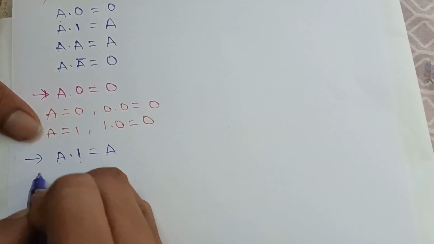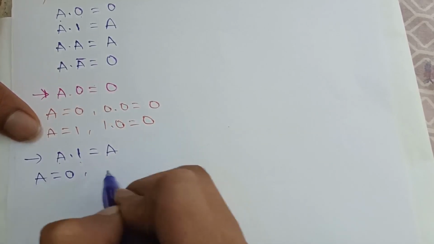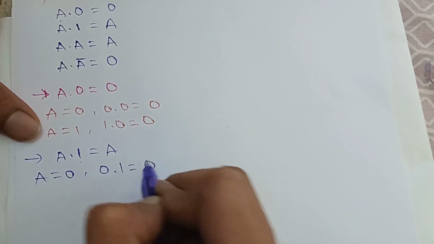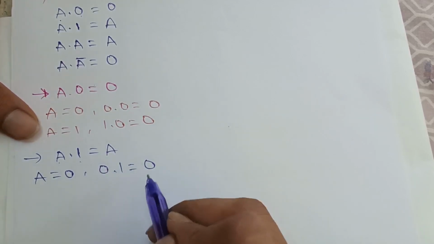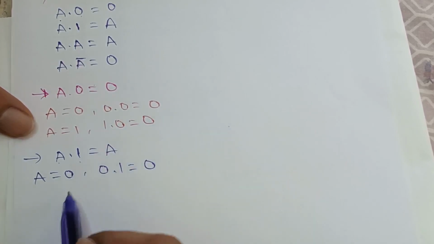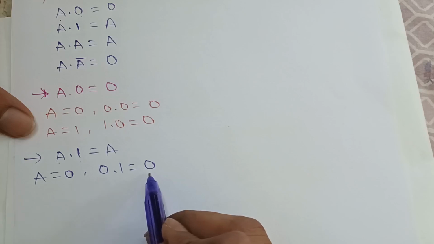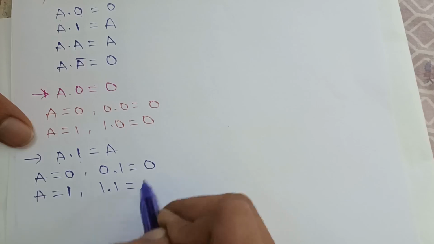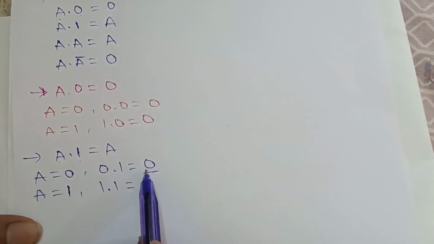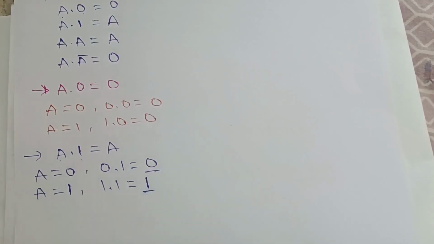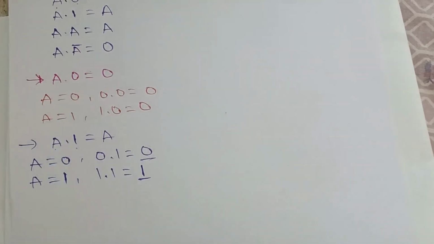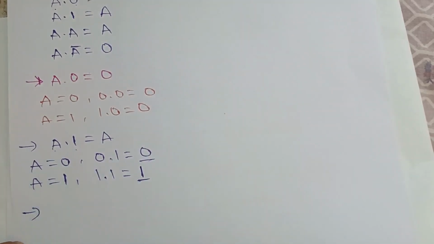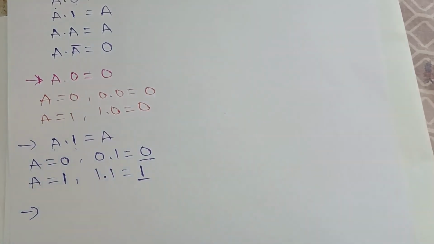So if a equals 0, then 0 dot 1 is equal to 0. You can see that whatever value we considered as a, the ultimate result is also the same as a. Next, a equals 1, 1 dot 1 is going to be 1. So you can see the values of a and the result are the same. This is all about this property. Next, the third property is like, we'll use another pen.